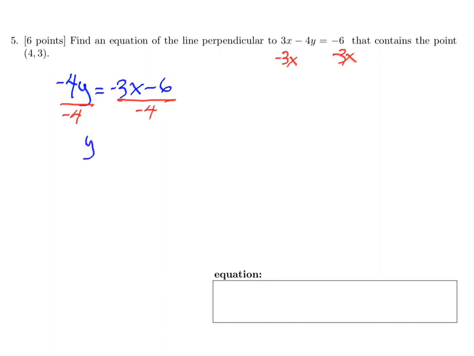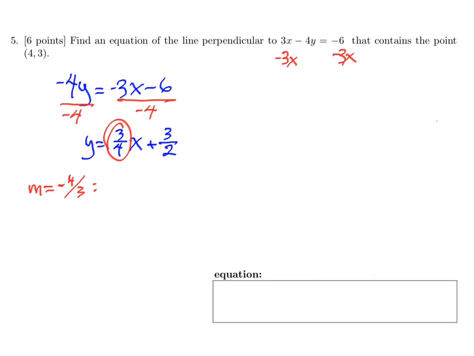And I get y is equal to positive 3/4 x, and then negative 6 over negative 4 can be reduced to positive 3/2. So now we can see that the slope of the given line is positive 3/4. So that means the slope of the line that we're looking for is negative 4/3. Remember, it has to be the opposite reciprocal if they're perpendicular.